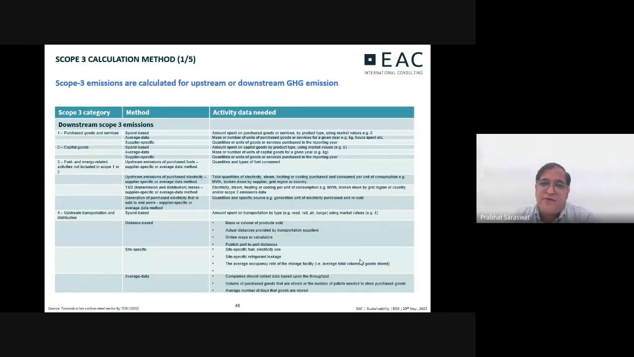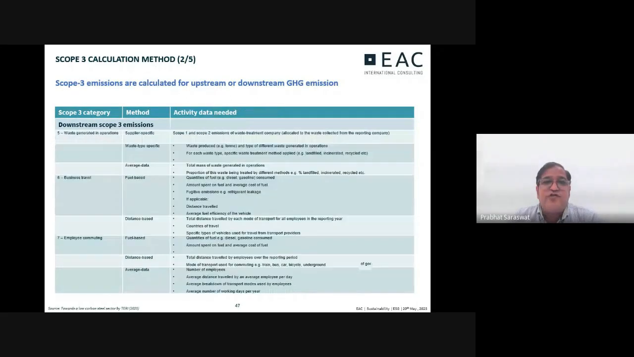I have mentioned the methods we can apply, for example, for purchased goods and services. We can apply the method based on how much we have spent on that particular product. Based on the amount spent on purchased goods or services by product, we have certain GHG emissions multiplication factors per rupee or per dollar, or based on GDP. So that data is available.